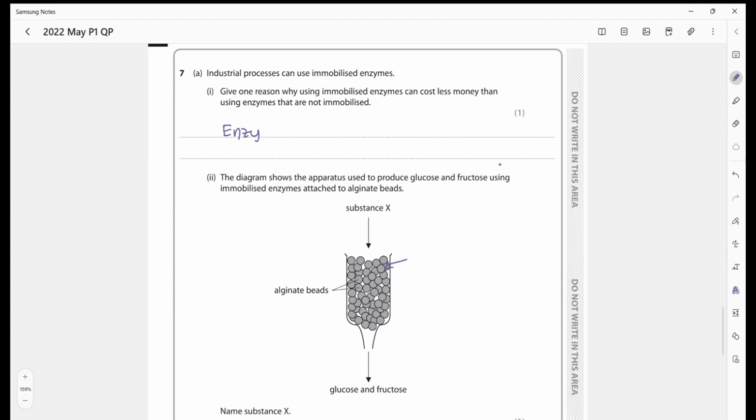So enzymes are reusable. Because imagine if you had a beaker, right? You have your substrate and then you add the enzyme into the substrate and then you form the product. So now you have the product and the enzyme in the beaker together. How are you going to separate out the enzyme and the product? When we use immobilized enzymes, we don't have to worry about separating them out. Because of that, we're able to reuse it.